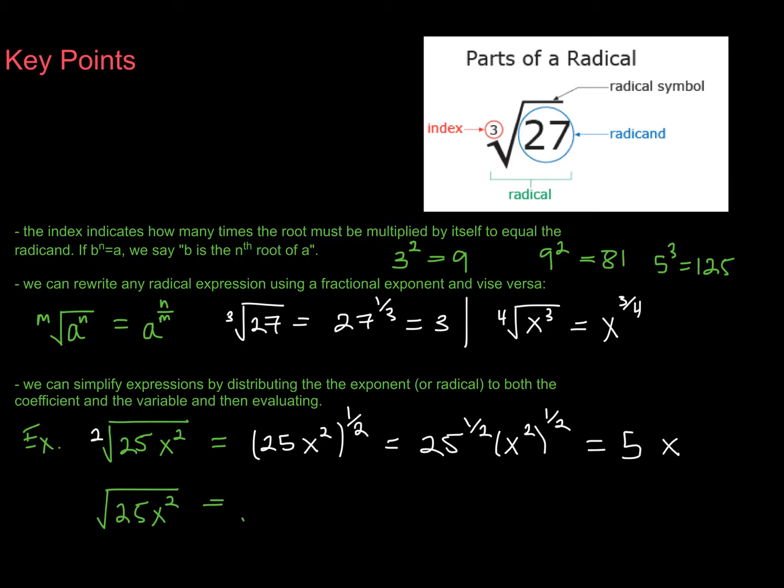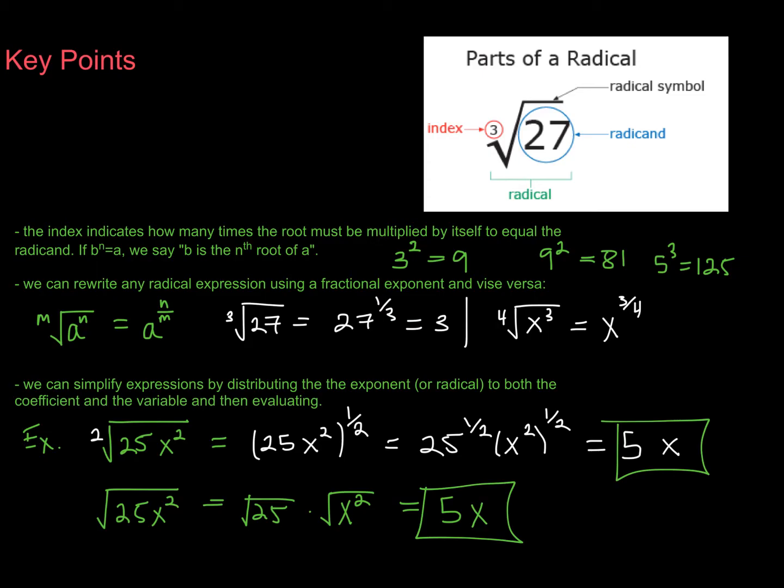So what I'll have is the square root of 25 times the square root of x squared. And we can simplify further, of course, because we know the square root of 25 is 5. And using the nice tool that we have from the previous key point, we can rewrite this expression as x to the 2 over 2. And 2 over 2 is just 1, so we just have x to the 1, or 5x. Same thing that we got previously.